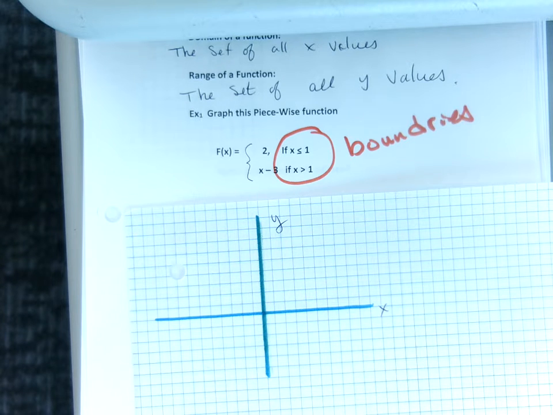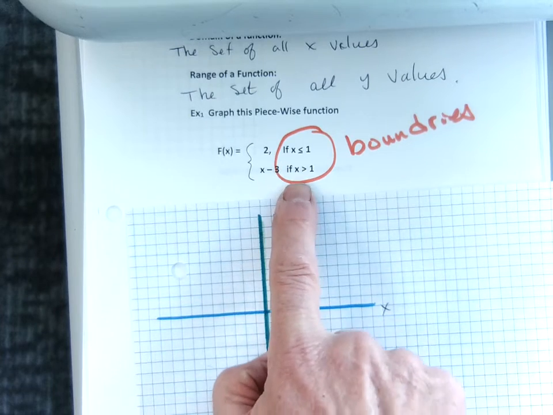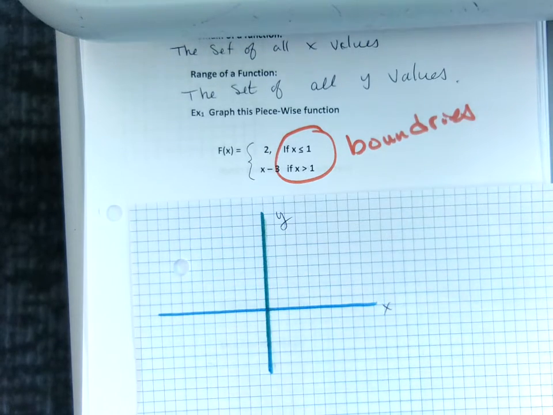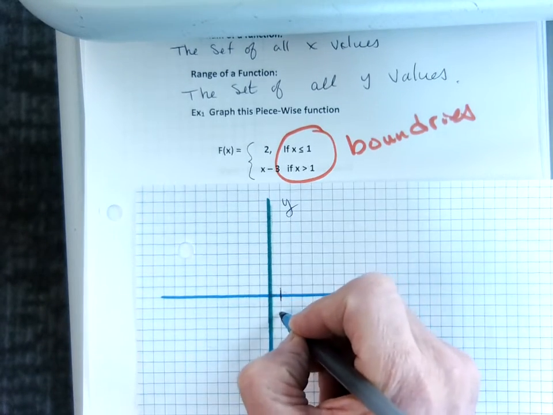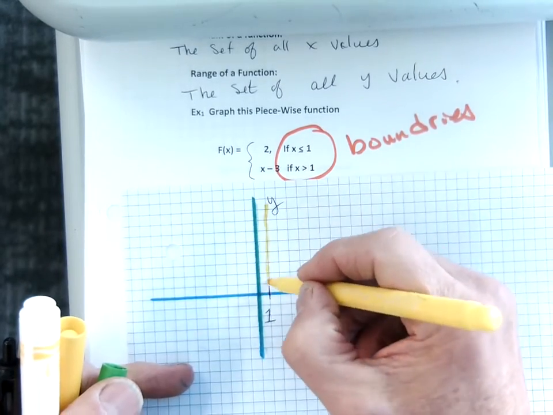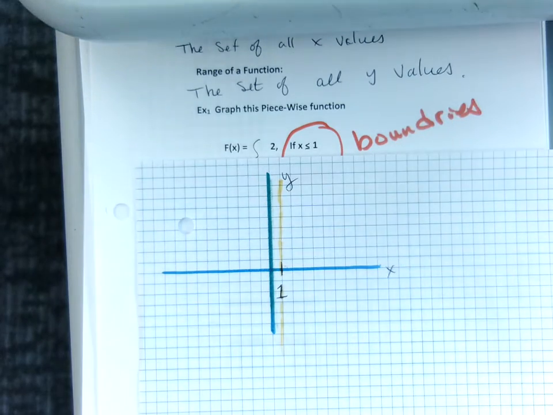And so my boundaries are x is less than or equal to 1, x is greater than or equal to 1. So I find 1 on the x-axis. And I'm going to put in an invisible line. When I say invisible, I'm going to draw it in, but it really is invisible. It's not part of the graph, but I like to draw it in anyway, okay? Because that's where the two graphs are going to be separated.